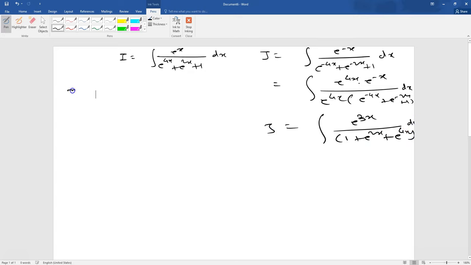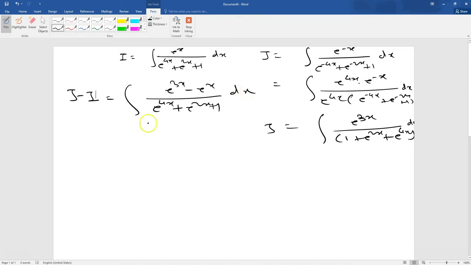Now what they want us to do is J minus I. Now J minus I means this minus this. The denominator of both is the same, so the denominator will come only once, correct, and the numerator will become numerator minus numerator, e raised to 3x minus e raised to x dx. Easy. So this is how it is going to be.